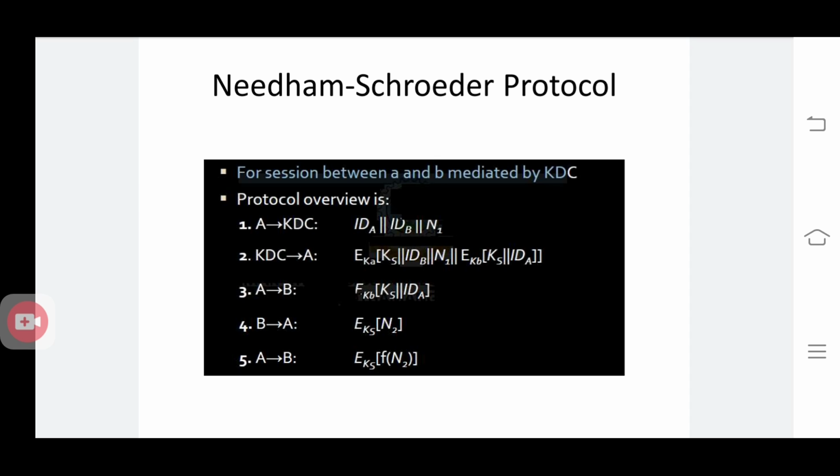You can see KDC to A. First the identity of A appended with the session key, encrypted using KB. What is KB? KB is the secret key of B. And that is appended with N1. Again it is appended with IDB, the identity of B. Again it is appended with the session key. Again there is an encryption using the secret key of A. So it's a secure one.